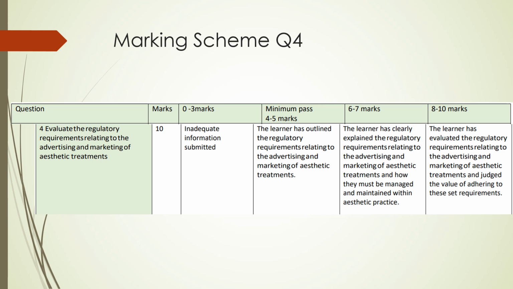So basic outlining again of the regulatory requirements is going to give you very minimal marks, but going into a little bit more detail and talking about how to manage them within an aesthetic practice is going to give you the middle of the road marks. And then if you've really evaluated them, you've researched them well, you've evidenced that research, then you've judged the value of having these rules and making sure you follow them. That's going to give you the higher marks.